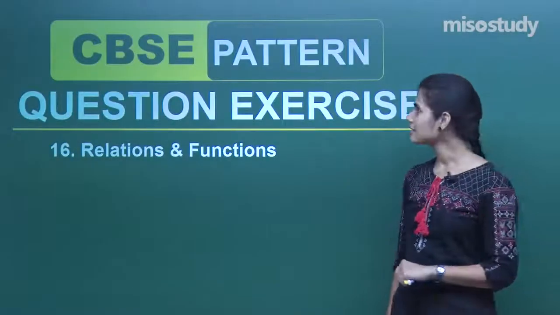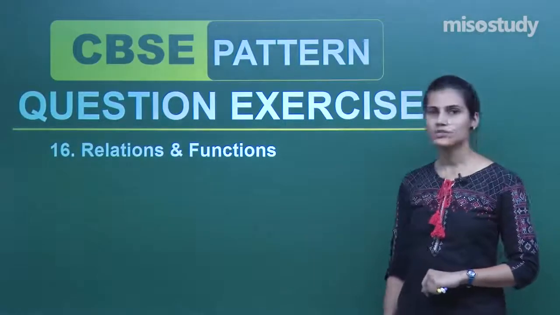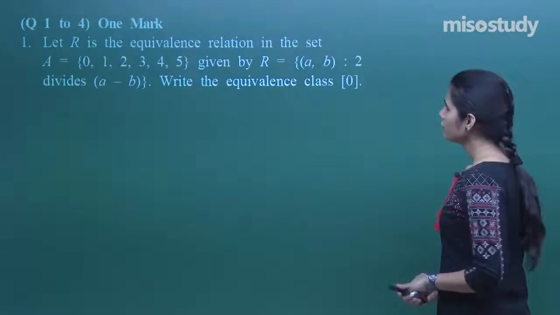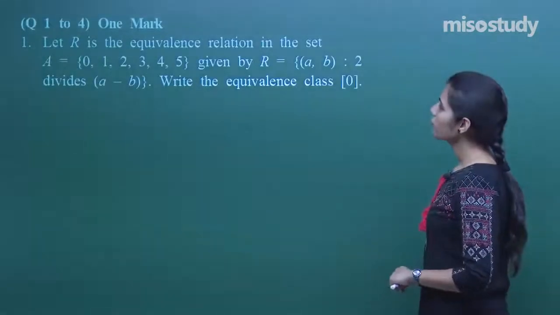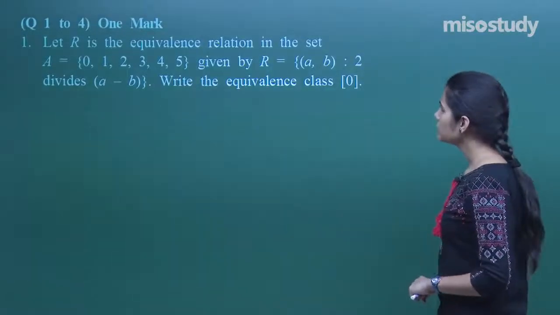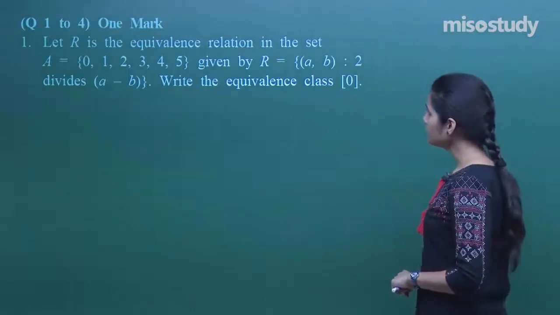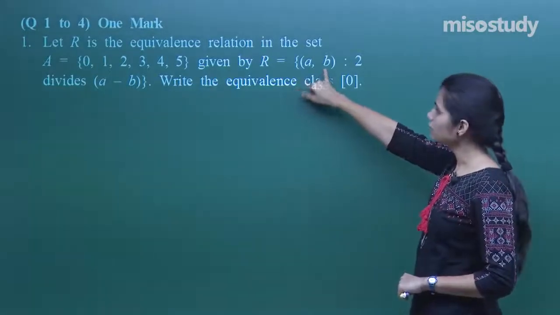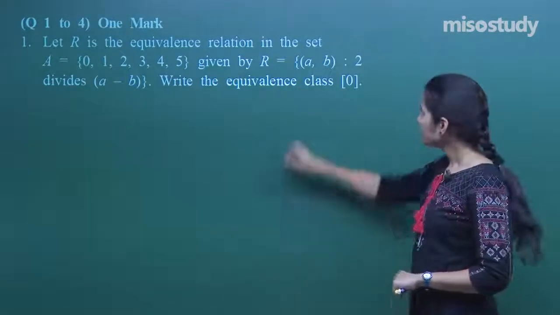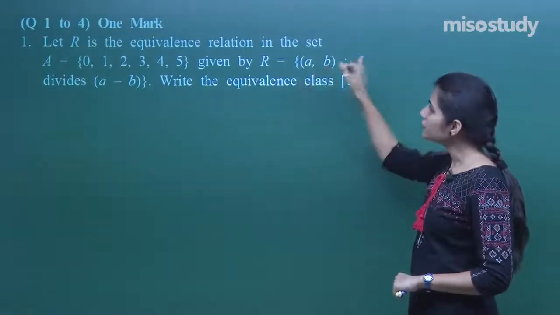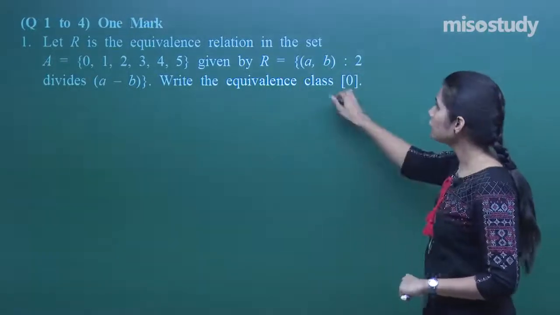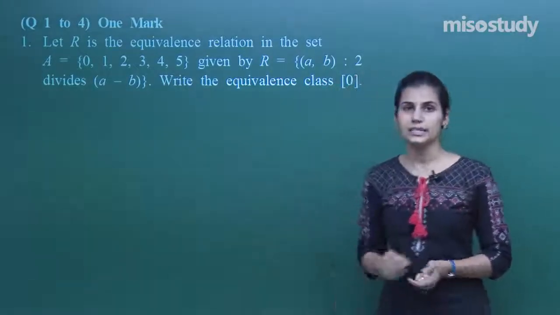Okay guys, let's talk about the CBSE pattern question exercises for relations and functions for class 12. First question says, for 1 mark, let R be the equivalence relation in this particular set given by (a, b) belongs to R provided 2 divides a minus b. That means a is related to b if and only if 2 divides the difference of a and b. Write the equivalence class of 0 where 0 is one of the elements sitting in set A.